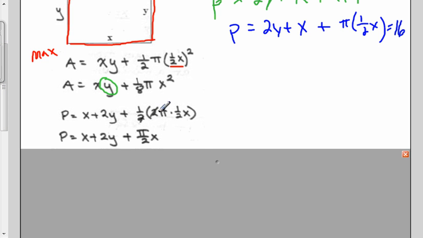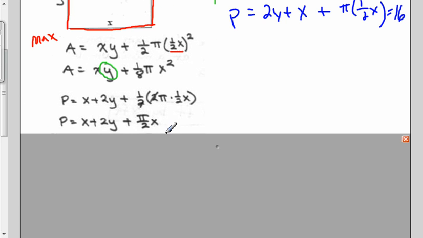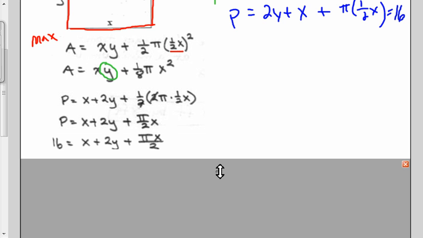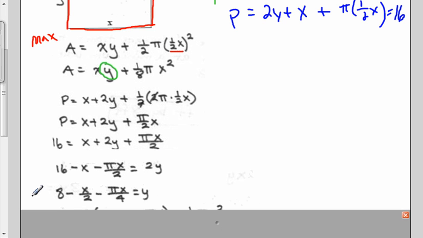So all we're doing is just simplifying this. Again, that's just going to be pi over 2 x. So x plus the 2 y's. And notice again, we're not using this side in our perimeter. And then it's just the half a circle. Okay, and now we know that's equal to 16. Let's get all the x's on one side. So this is all the algebra. We're still working with the perimeter here. Let's solve it for y. And now once I know what y equals, then I come back up here and I substitute it in.